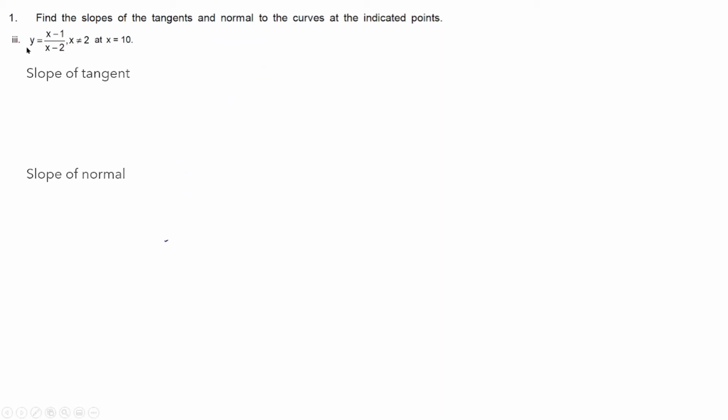The next question, y is equal to x minus 1 upon x minus 2, x not equal to 2, at x is equal to 10. So here, first let us find dy by dx. So dy by dx is equal to minus 1 upon (x minus 2) the whole square.